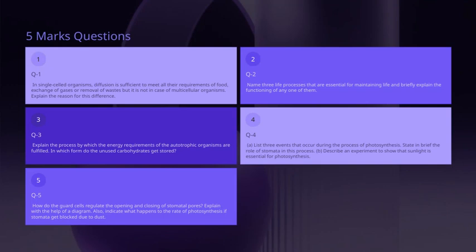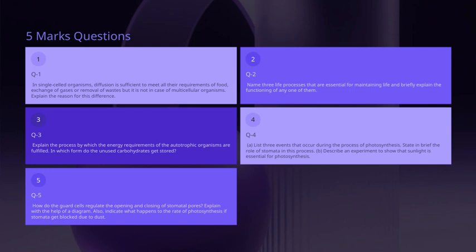Let's explore some key aspects of photosynthesis. First, during this process, 3 important events occur: the absorption of light by chlorophyll, the conversion of light energy into chemical energy, and the synthesis of glucose from carbon dioxide and water. Now, the role of stomata in this process is crucial. They act as tiny openings on the leaf surface, allowing gases like carbon dioxide to enter and oxygen to exit, thus facilitating the overall process.